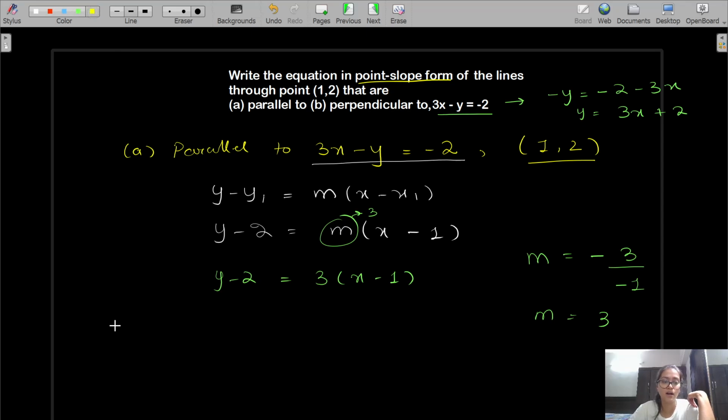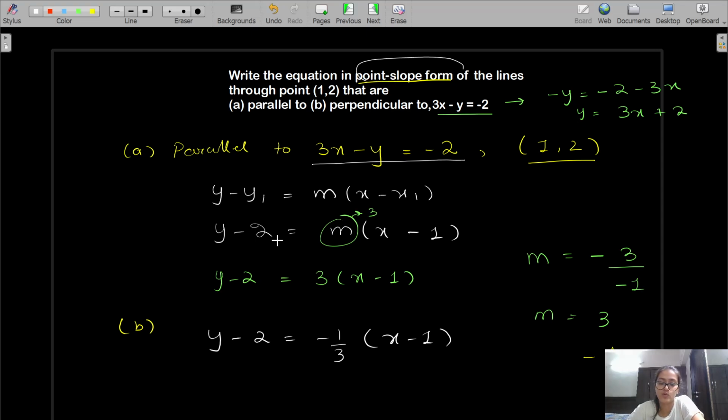And now for the second part, you have to find the line which is perpendicular to this. If a line is perpendicular to this line, its slope is going to be -1 over 3. So your equation will become y minus 2 equals -1 over 3 times x minus 1. We had to find it in point-slope form, so we have done that. That's it.